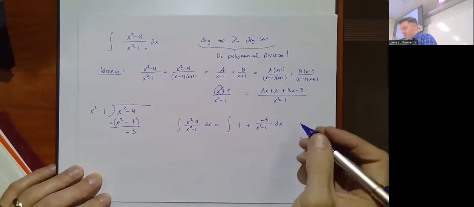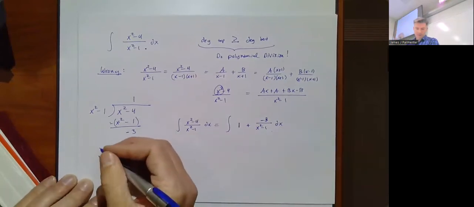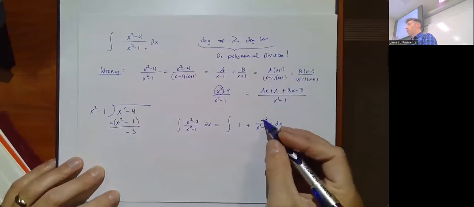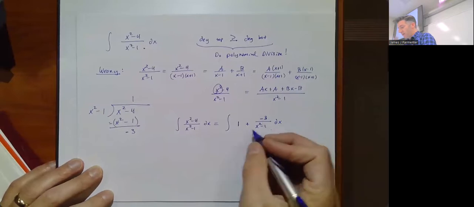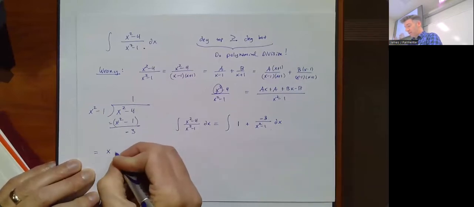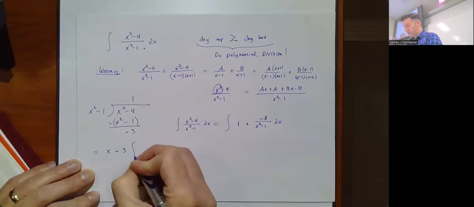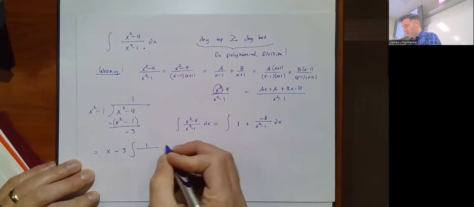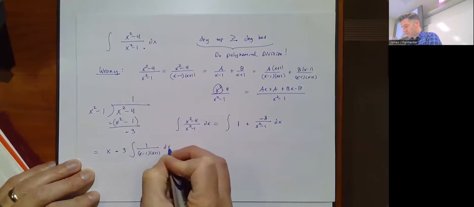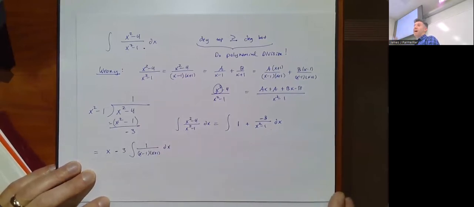Here's where I would probably do it the following way personally. If it's just one constant term on top like this, I would rewrite this as the integral of 1 is x, and then minus 3 times the integral of 1 over, let's factor that, x minus 1 times x plus 1. And now we do partial fractions.